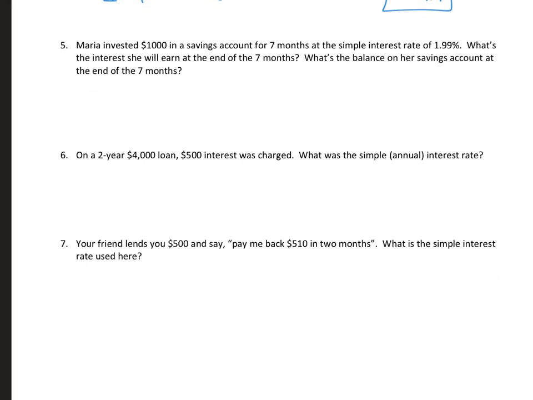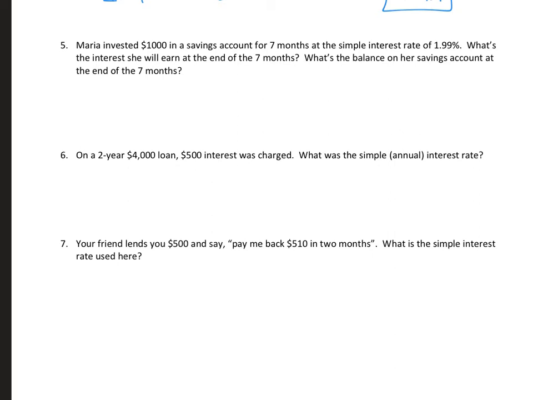It says on a 2-year $4,000 loan, $500 interest was charged. Okay, why are they telling me the answer already? What does it say next? What was the simple annual interest rate? Okay, they're asking for the interest rate. They already gave me the time, the principal balance amount, and the interest. So I feel like this is one of those problems where you have to solve the equation.